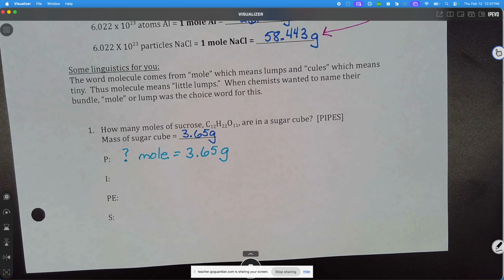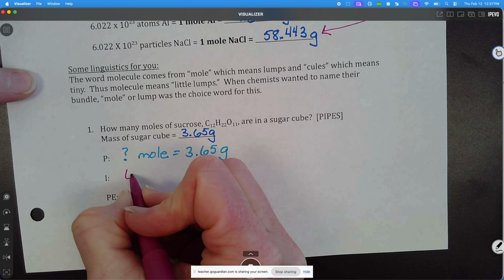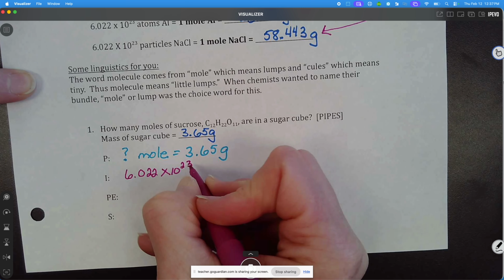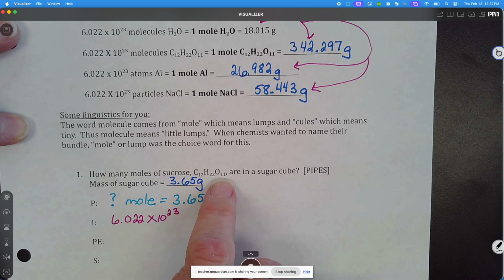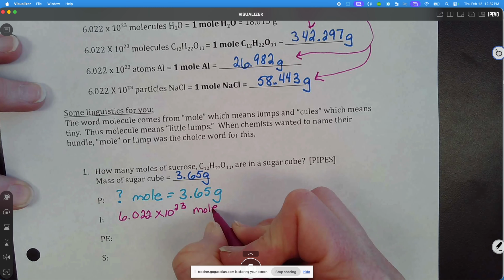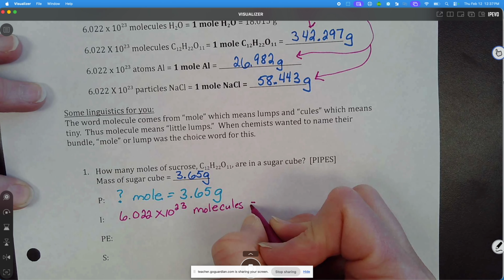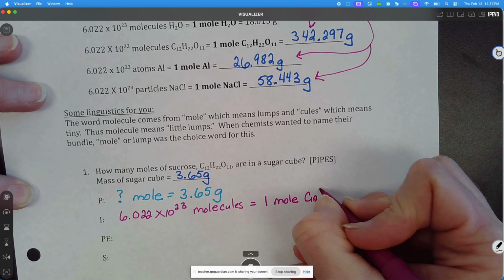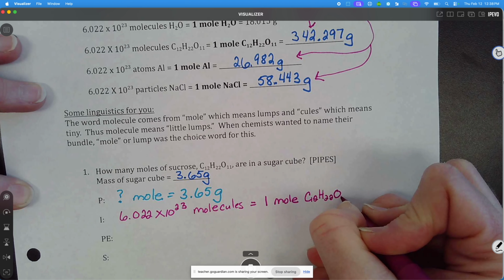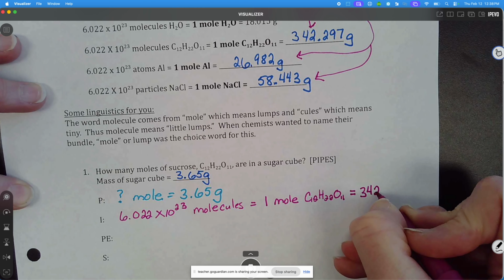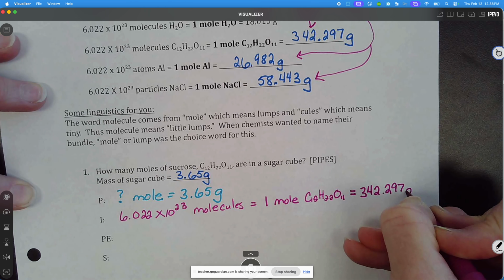We're going to swipe our mole sentence from up above that goes with sugar. And that is that 6.022 times 10 to the 23rd, non-metal, non-metal, non-metal. So with those being all non-metals, it's going to be molecules, is equal to 1 mole, insert chemical formula here, C12H22O11. And we already calculated the molar mass to be 342.297 grams.